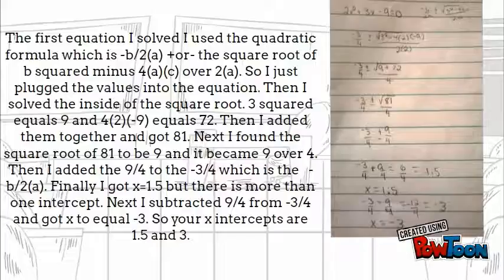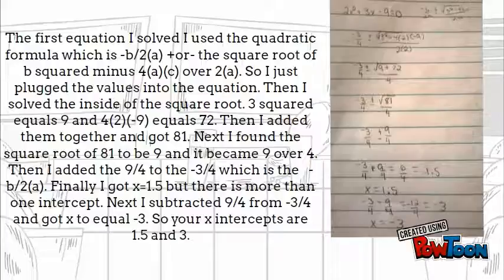3 squared equals 9, and 4 times 2 times negative 9 equals 72. Then I added them together and got 81. Next I found the square root of 81 to be 9, and it became 9 over 4. Then I added 9 fourths to the negative 3 fourths, which is the negative b over 2a.